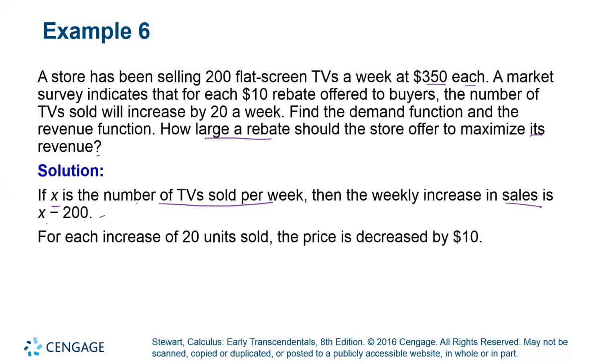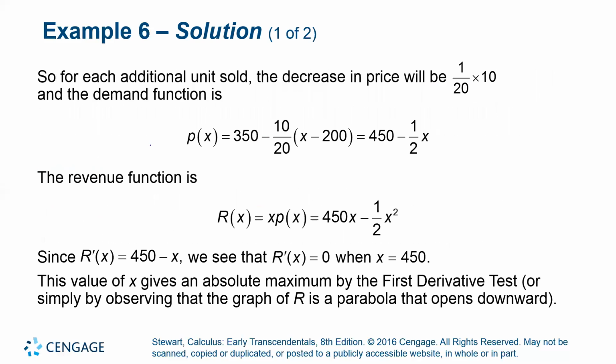Now, it says that for each increase of 20 units sold, the price is decreased by $10. So the question is, what is the price reduction per unit? For each additional unit sold, the decrease in price will be 1/20th of $10, which is the same as 10 over 20, or you can write it as 1/2.